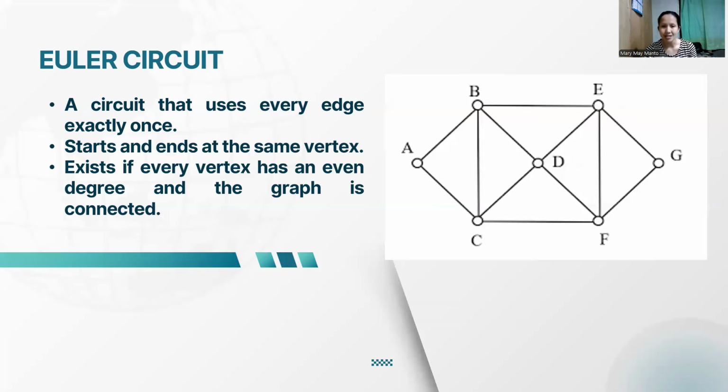And it exists only if every vertex has an even degree and the graph is connected. Remember, there is no Euler path or Euler circuit if the graph is disconnected. Meaning to say, if it is not closed, that is a disconnected graph, and an Euler circuit does not exist.